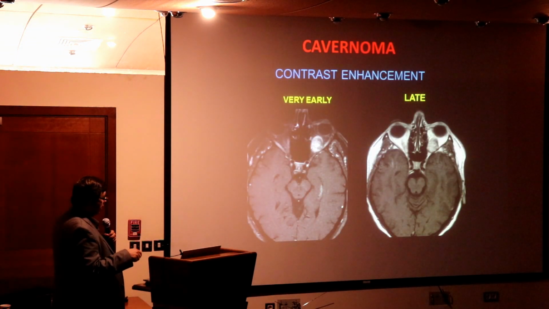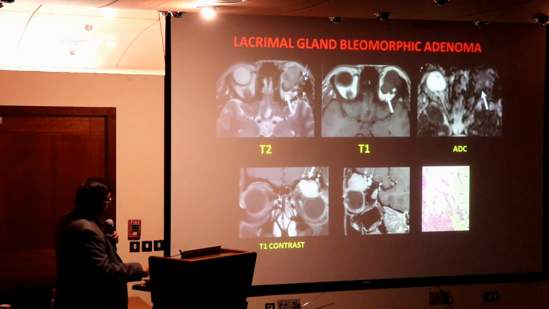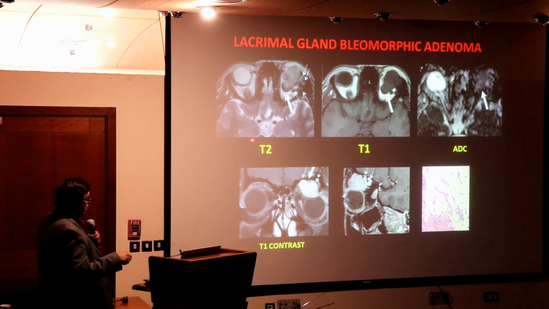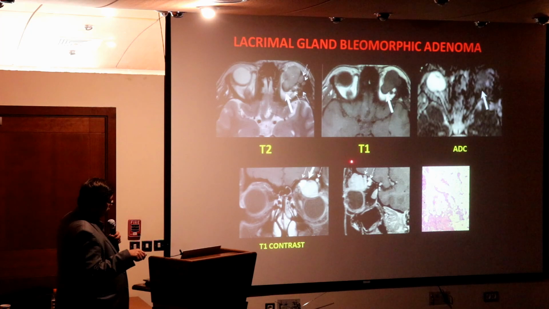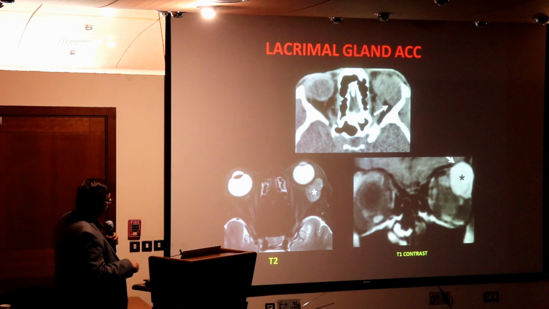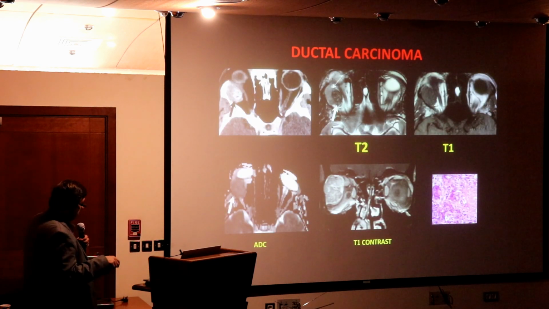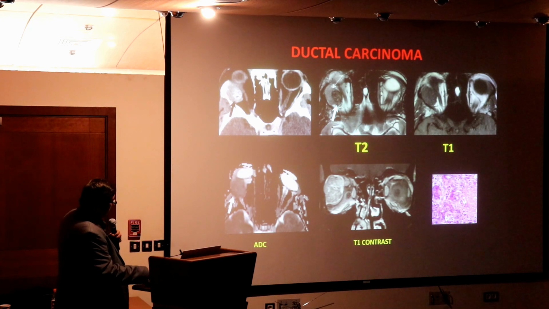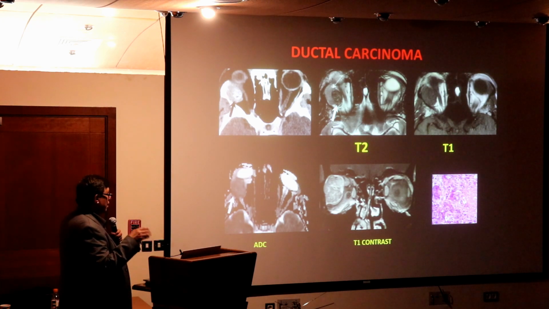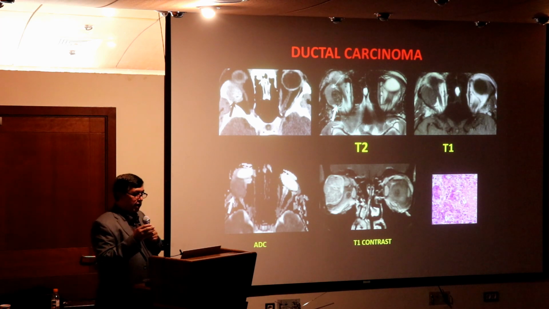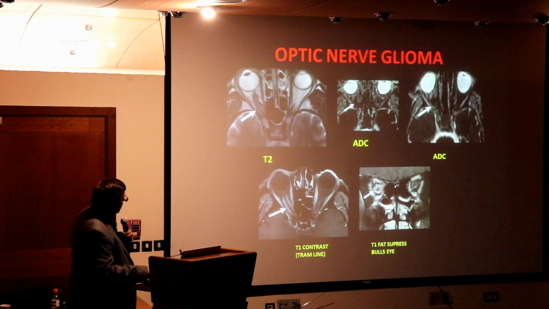Cavernomas, for example, if you give contrast, early they will contrast very well and then they will fade again. Lacrimal gland, pleomorphic adenoma, it appears in T2, T1 and in ADC, and with contrast, this is histology. Again, lacrimal gland tumor. These are not mine. This is Ann Osborn. Ductal carcinoma. So various appearances. The bottom line is this: with MRI, you can differentiate slightly between these tumors. Sometimes you need a biopsy.